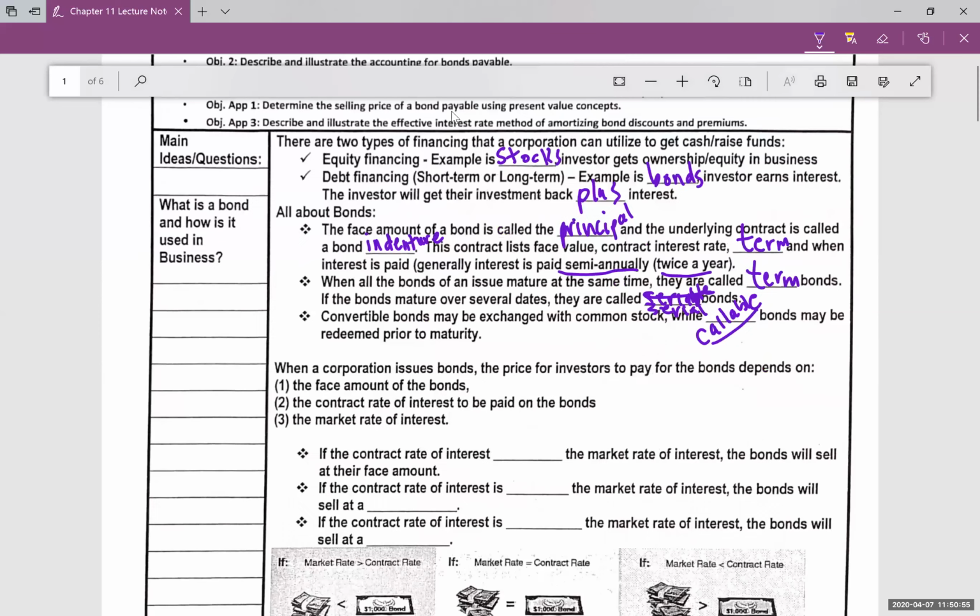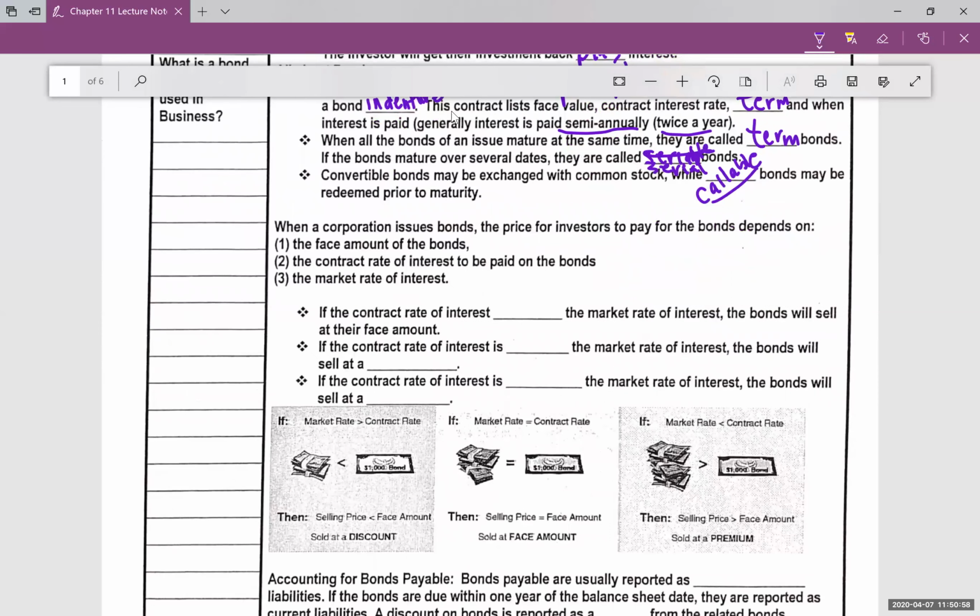When a corporation issues bonds, the price for investors to pay for the bonds depends on what is the face amount of the bond, what is the contract rate of interest, and then what is the market rate of interest. If the contract rate, the rate that's stated in the contract, is equal to the market rate, the going rate in the market, the bonds will sell at their face value, face amount. And this is obviously the easiest scenario.